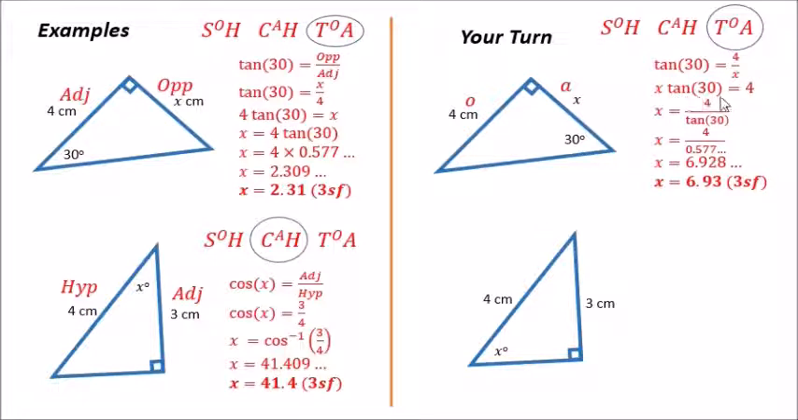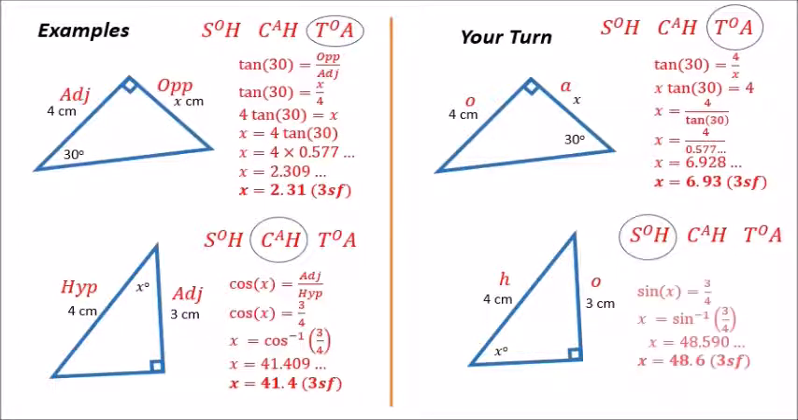So if we divide by tan 30, x equals 4 divided by tan 30. We can type that onto the calculator. We get an answer of 6.93 to 3 significant figures. The next question works in a similar way, except this time we're finding the missing angle. We have our opposite and our hypotenuse as given sides. So we can use the sine ratio.